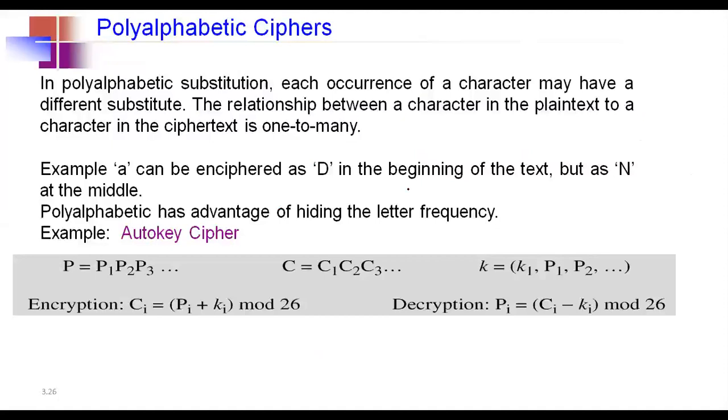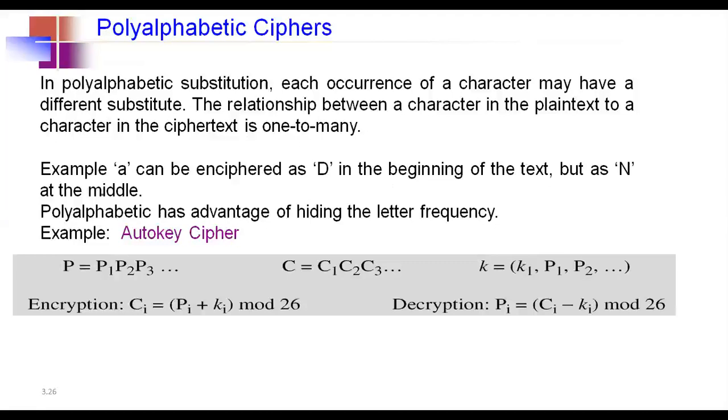Now, polyalphabetic cipher means in polyalphabetic substitution, each occurrence of a character may have a different substitution. The relation between a character in the plain text and a character in the ciphertext is one to many. That means the same character is substituted with different characters in the ciphertext. That means one character can be replaced with more than one character in the ciphertext. That's why it is called polyalphabetic cipher.